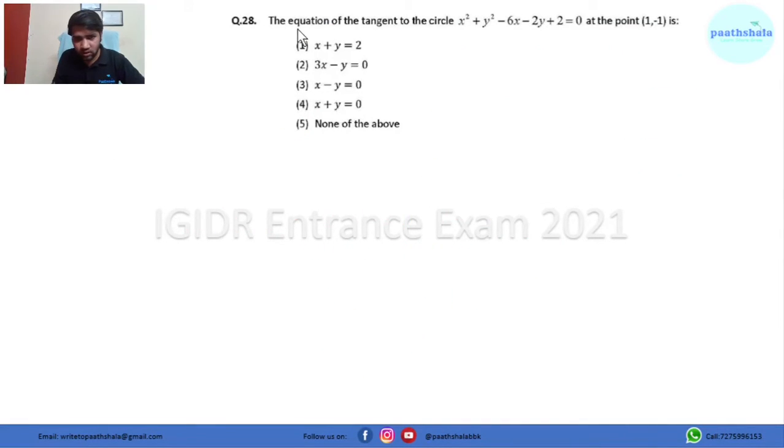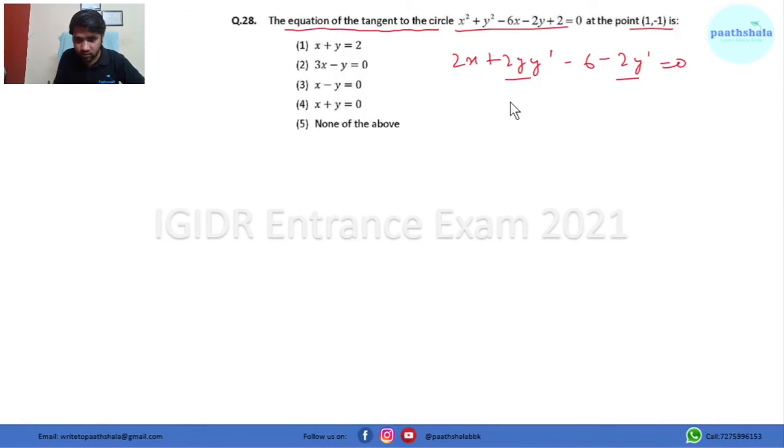In this question, we are asked to find the equation of the tangent to this circle, and this point is given. So in order to find the equation of the tangent, you need to first find the slope of the tangent, and for that you have to differentiate this curve. So this will come out to be 2x + 2y y' - 6 - 2y' = 0.